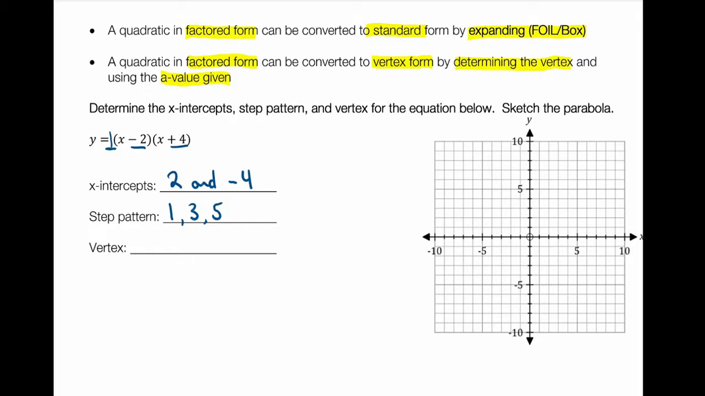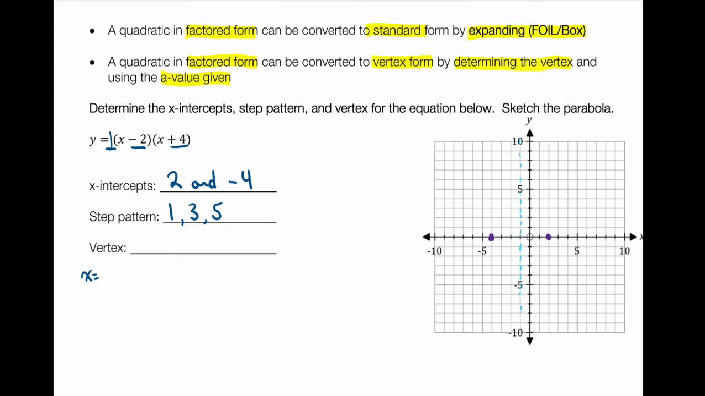To find my vertex, I need to do a few calculations. Remember, to find the x value of the vertex, that's going to be in the middle of these 2 points. If I were to plot these 2 points at 2 and -4, I could find the middle of these 2 points, which would actually be on -1. So I know my vertex has to be somewhere along that line, or along that axis of symmetry, because it needs to be in the middle.